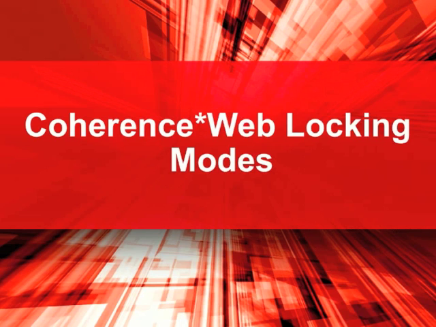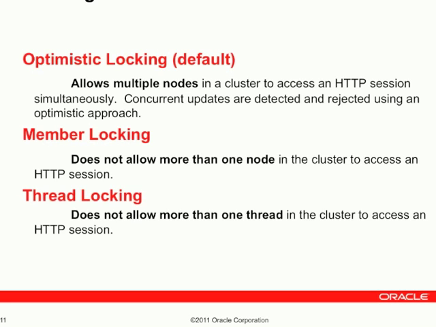Now, let's describe some of the various locking modes. This is a pretty unique feature to Coherence Web. In the optimistic locking mode, what this means is we allow any member in the application in the Coherence cluster to access and update an HTTP session object simultaneously. However, if multiple instances were to update the Coherence cache server, we'll reject any updates that had occurred out of band. And so this is very similar to what you have in optimistic locking models on the database side as well.